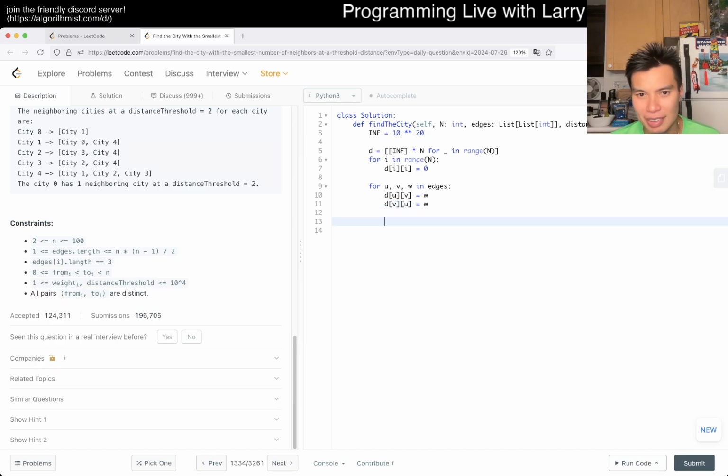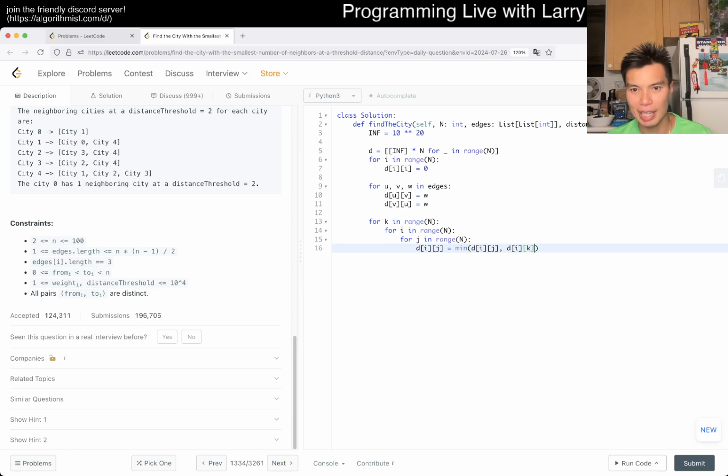It's fine. Yeah, and then now it's just dynamic programming, right? D of ij is equal to min of d of ij, or d of i to k plus d of k to j, right? And then that's pretty much it. I mean, maybe you could do some allowances with distance threshold even here, but I don't find it that interesting.